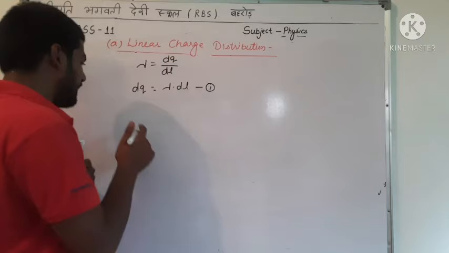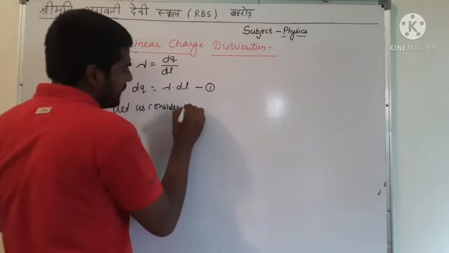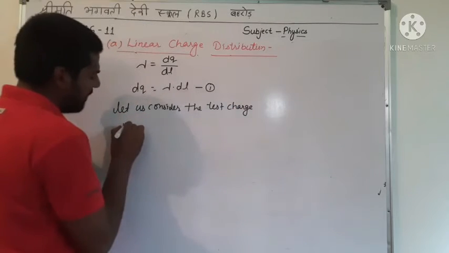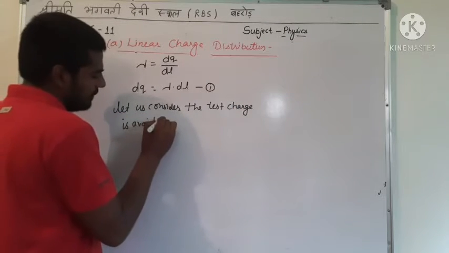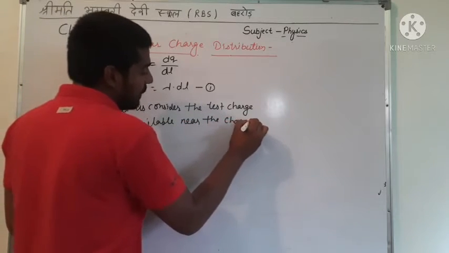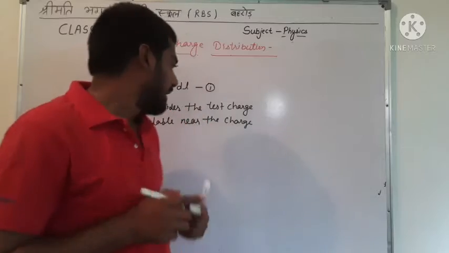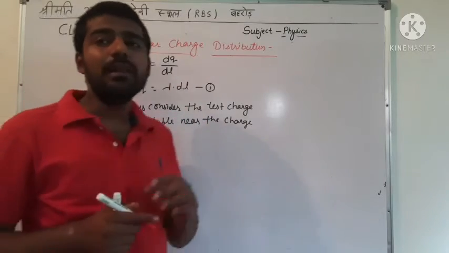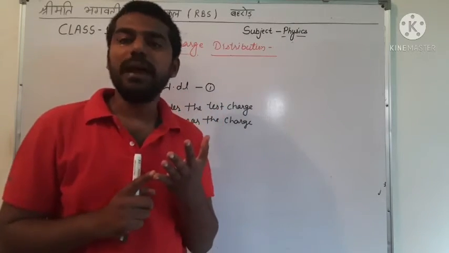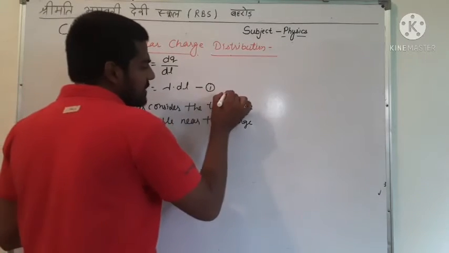And next, let us consider the test charge is available near the charge dq. If two charges are available nearby, then electric force is applied between the two charges, and here the first charge is dq and the second charge is the test charge, which is q0.